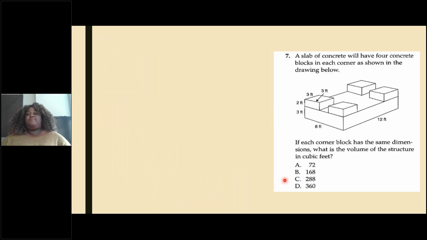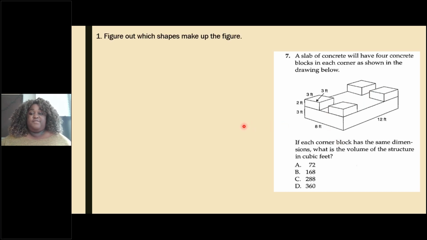So the next problem, we have a slab of concrete. We'll have 4 concrete blocks in each corner as shown in the drawing below. So we got a slab of concrete, 4 blocks in each corner. If each corner block has the same dimensions, what is the volume of the structure in cubic feet? So they want to know what the volume is of the entire structure. So we start off the same. We figure out which shapes make up the figure. And in this case, we have all rectangular prisms.